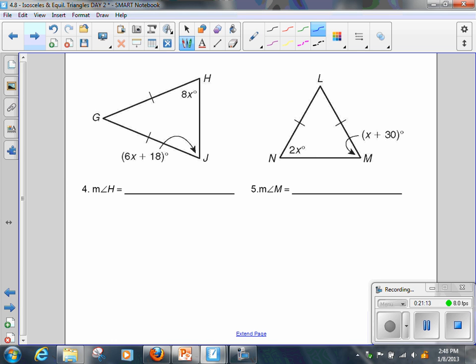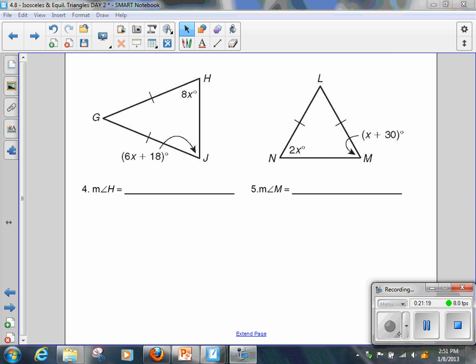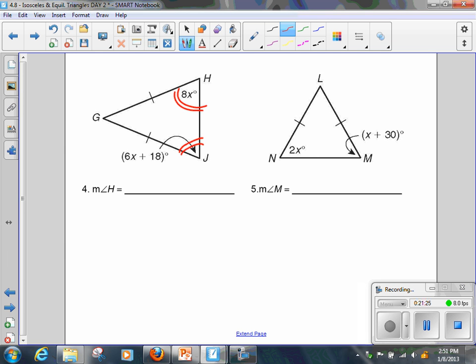Hey, what are you going to do for 4 and 5? Do it. Go. What are we going to do? You got this. Set angle H equal to angle J. Okay? So the measure of angle H is equal to the measure of angle J. Yes? All right. H is 8x. J is 6x plus 18. What do I do?